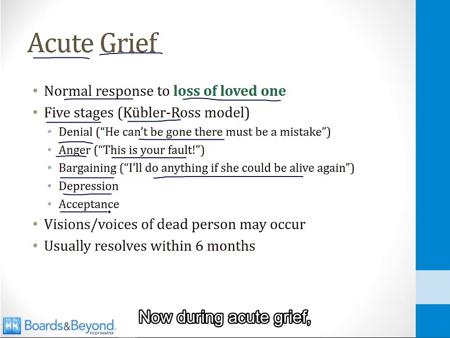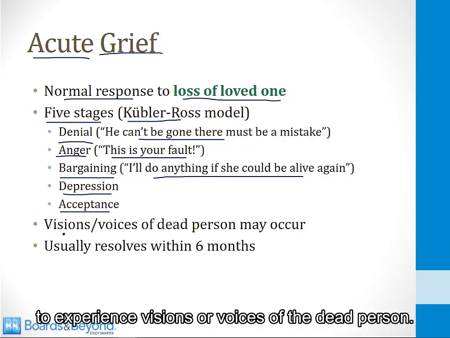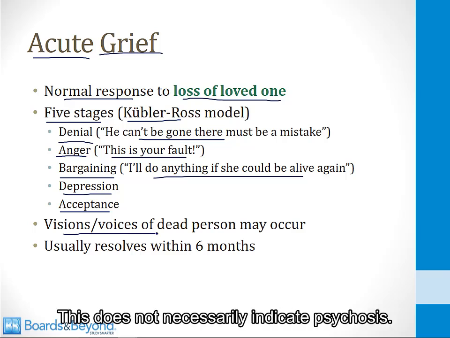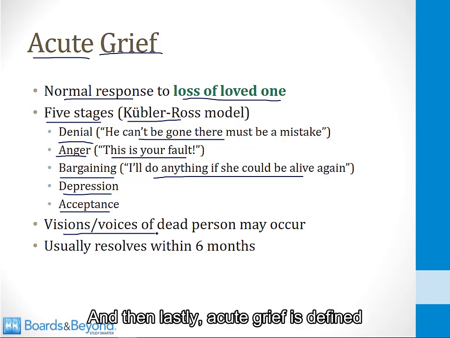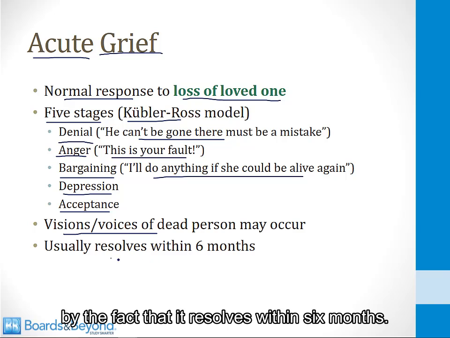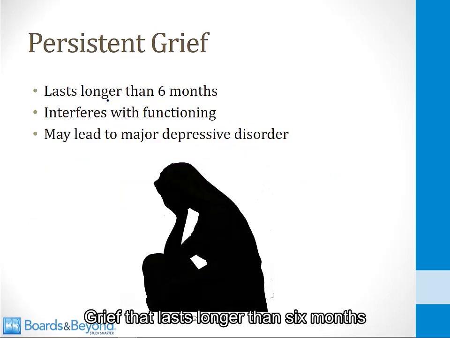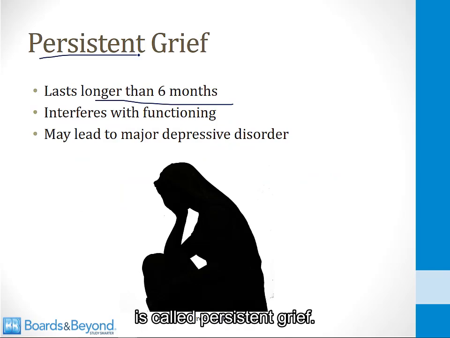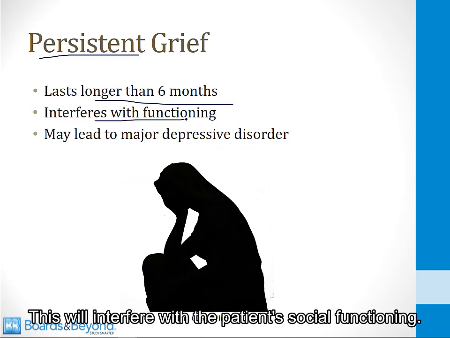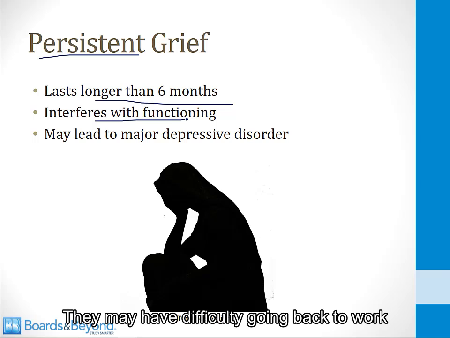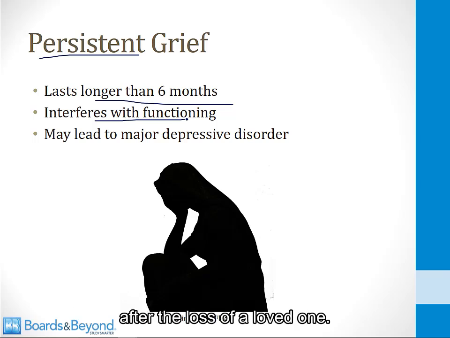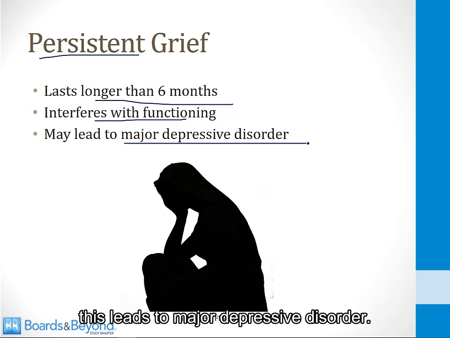Now, during acute grief, it can be normal for patients to experience visions or voices of the dead person. This does not necessarily indicate psychosis. And then lastly, acute grief is defined by the fact that it resolves within 6 months. Grief that lasts longer than 6 months is called persistent grief. This will interfere with the patient's social functioning. They may have difficulty going back to work after the loss of a loved one. And in many cases, this leads to major depressive disorder.